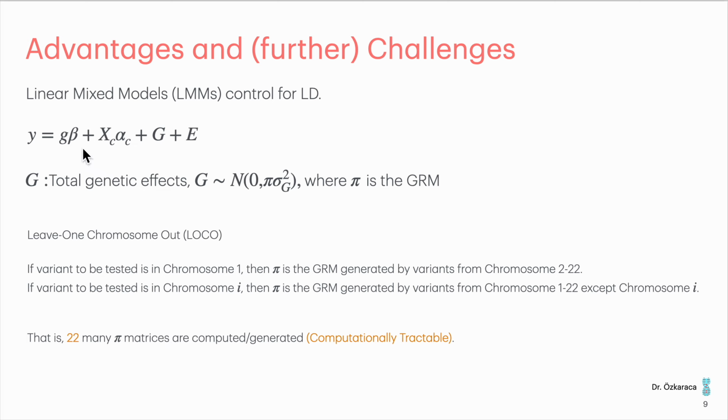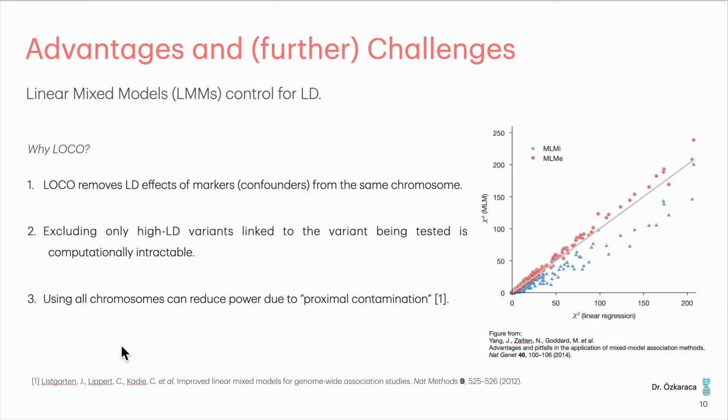And for each association testing, we will be using only one of them. That is computationally tractable. So instead of calculating one genetic relationship matrix, we are calculating 22 genetic relationship matrices, which is computationally tractable. And why this works, or why we are using this LOCO approach, I will explain in the next slide.